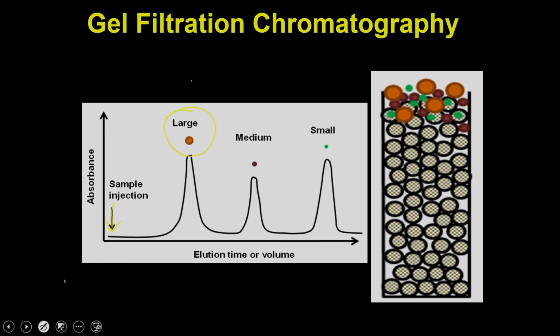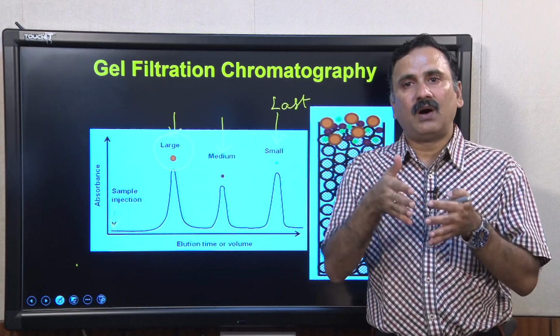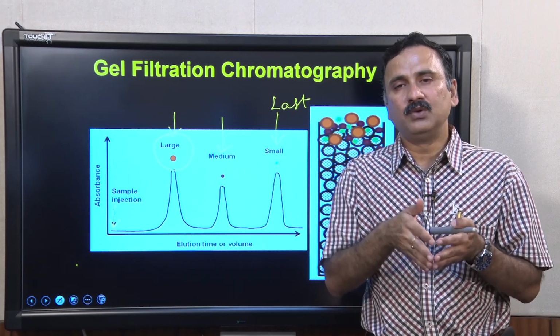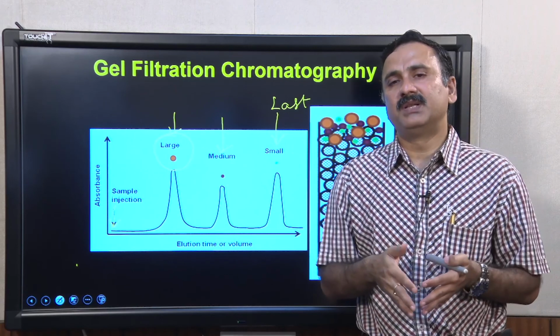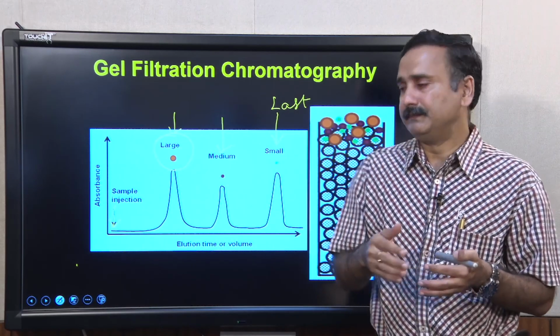The large ones, which are the orange ones, are going to come first, the red ones, which are of the middle size, are coming in the middle, and the smallest ones are going to come at the last. And that is how molecules of different sizes are going to be separated from each other. So, this is the basic principle of the chromatography.